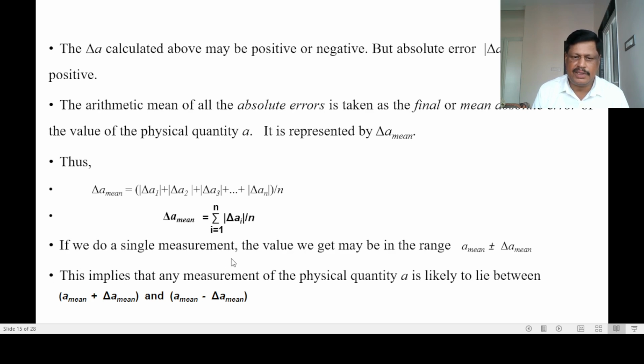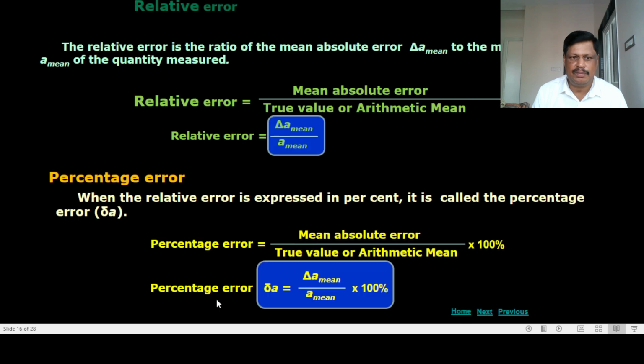If we do a single measurement, the value we get may be in the range A mean plus or minus delta A mean. This implies that any measurement of the physical quantity A is likely to lie between A mean plus delta A mean and A mean minus delta A mean.